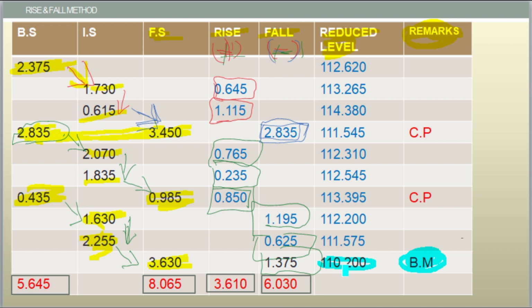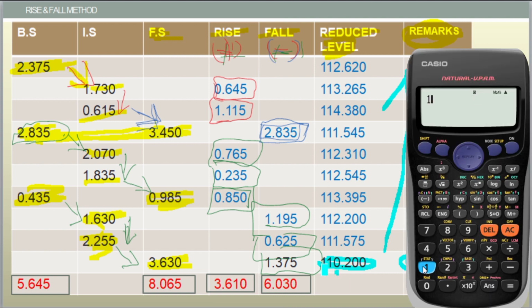A simple shortcut: we move backwards. Where we had a fall, we add that value. Where we had a rise, we subtract. So we move opposite to what we have done here, because we are moving in the opposite direction. We are starting from below, moving upwards. So you remember that.